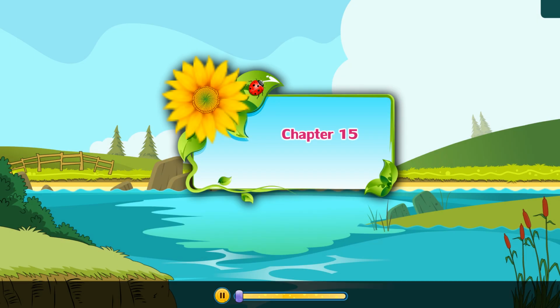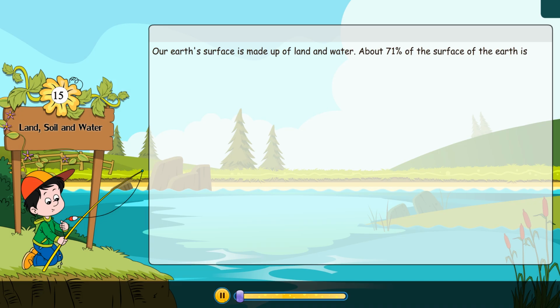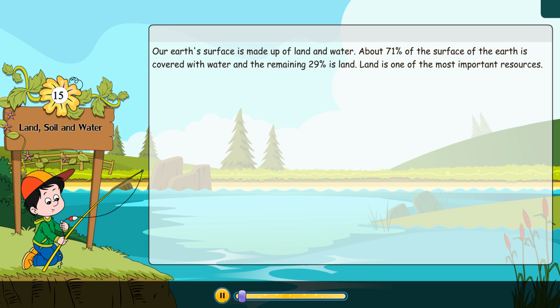Chapter 15. Land, Soil and Water. Our Earth's surface is made up of land and water. About 71% of the surface of the Earth is covered with water and the remaining 29% is land. Land is one of the most important resources.